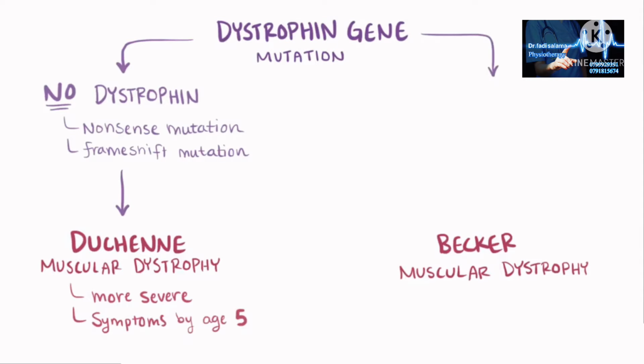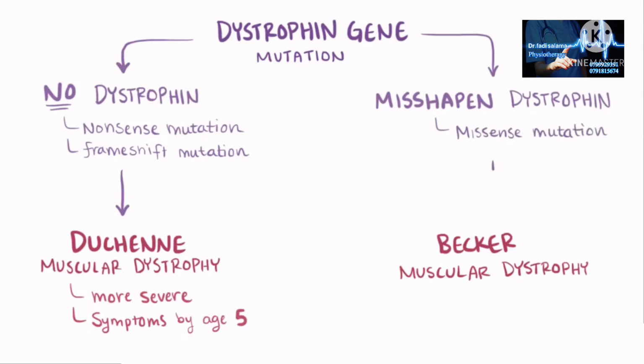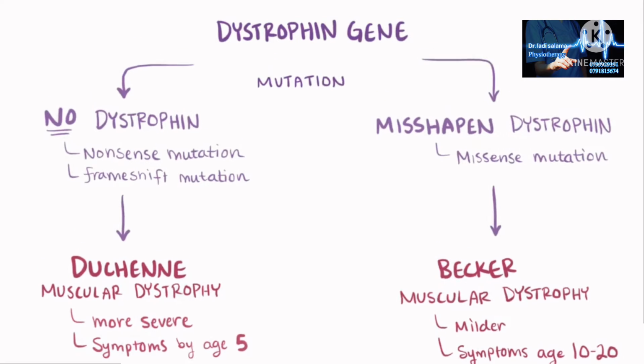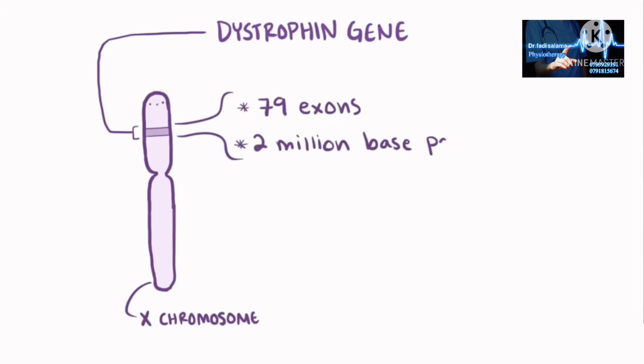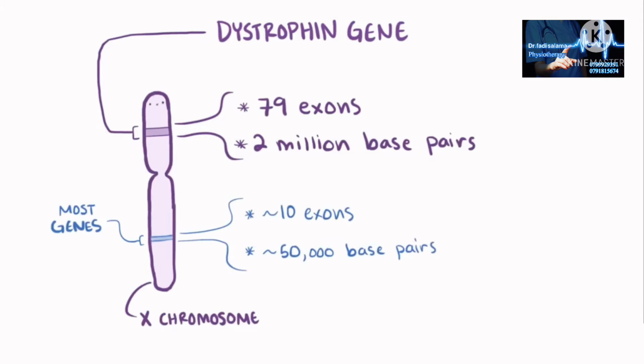On the other hand, mutations that allow for a misshapen protein to form, like missense mutations, lead to Becker muscular dystrophy, which is basically a milder form of Duchenne muscular dystrophy that presents later on, usually between ages 10 and 20. Alright, so the dystrophin gene is a huge gene on the X chromosome that has 79 exons and is over 2 million base pairs in length. By comparison, most genes only have about 10 exons and are 50,000 base pairs in length.